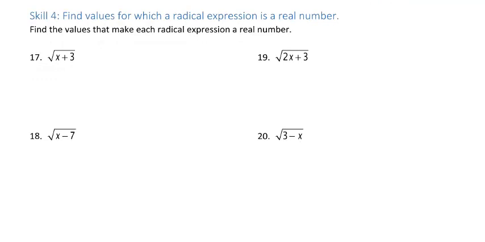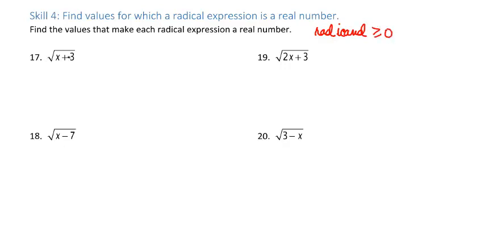Then we wanted to find the values for which a radical expression is a real number, and here we're really referring to just square root expressions. So a square root is defined or is a real number when we have a positive number inside the radical, right? Because the square root of a negative number is that imaginary number that we've talked about before. So for a square root expression to be defined, the radicand has to be greater than or equal to 0.